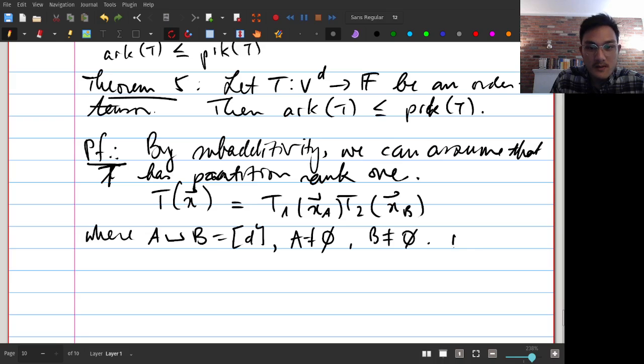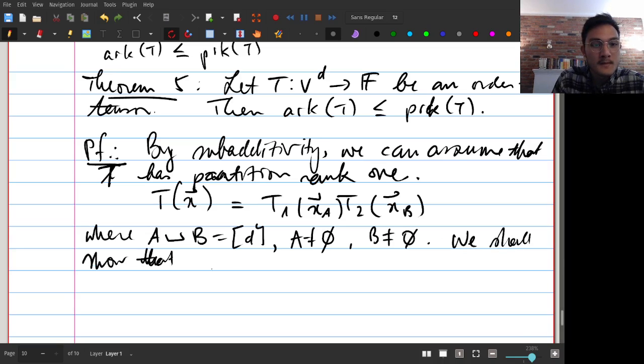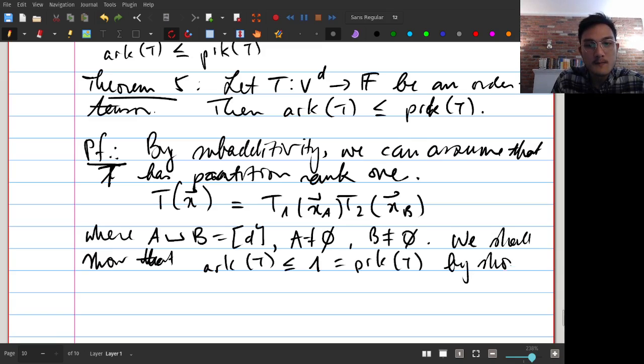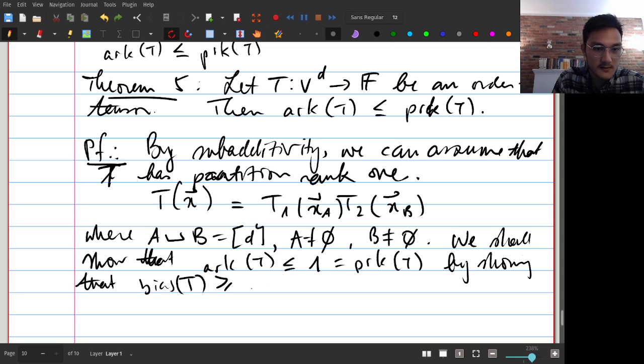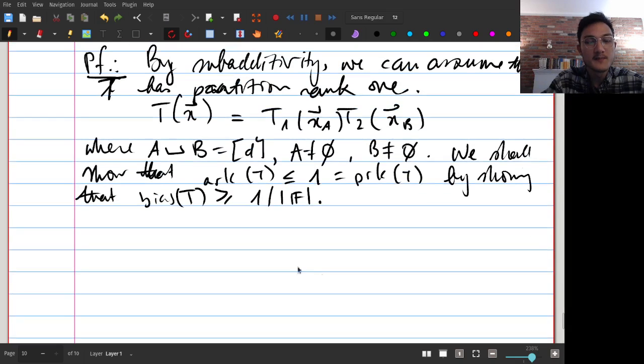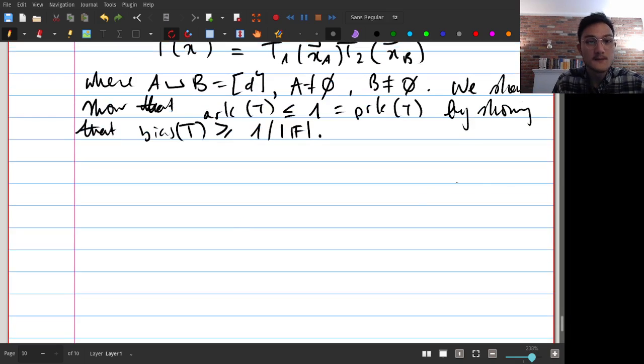So we shall show that arc of t is less than or equal to 1, which is equal to the partition rank of t, by showing that the bias of t is greater than or equal to 1 over the size of F, right? Because the analytic rank is the negative log of the bias.